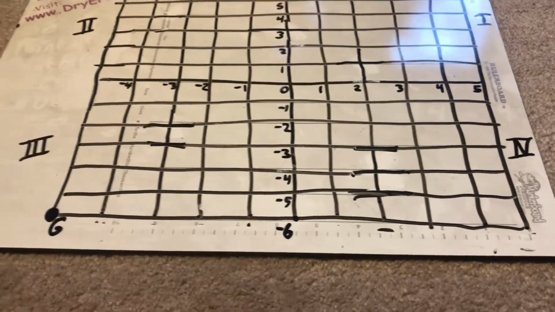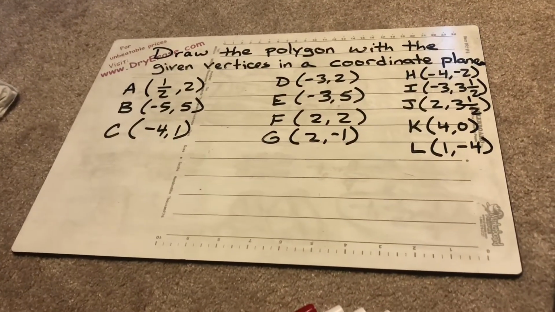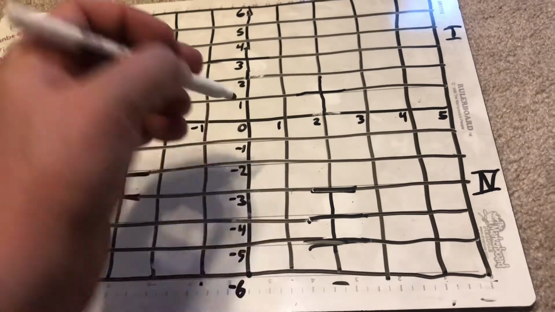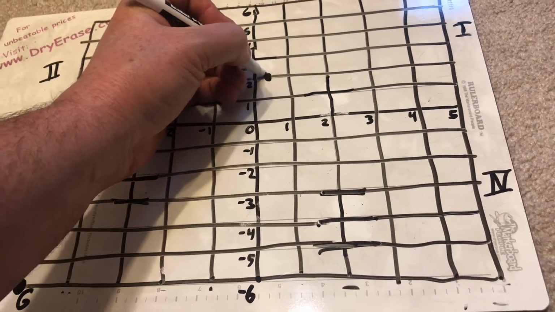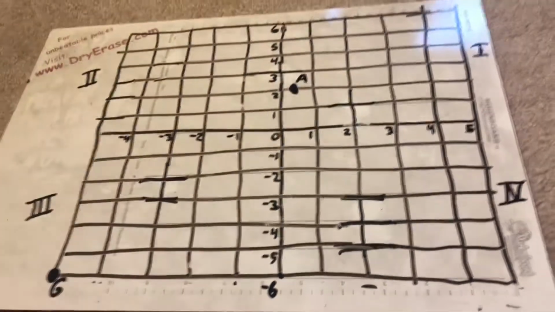So let's look at the first one. Which says point A is at 1/2, 2. So we come to our graph. We're going to be 1/2 to the right and then up 2. So 1/2, 2. And that's going to be point A.